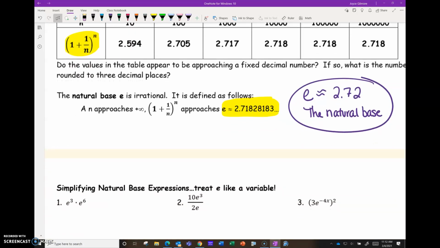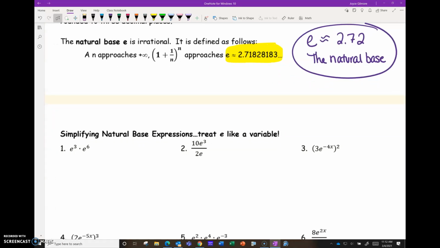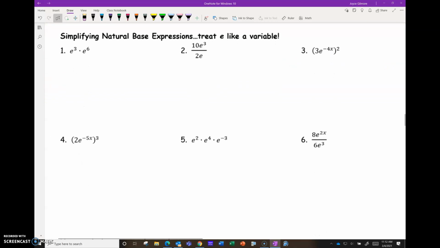So first we're going to use e to simplify some expressions. And the nice thing is you can treat e just like it's any other letter. Treat e like it's an x, treat e like it was pi. So e to the third times e to the sixth: if it's multiplication, you add those exponents, that becomes e to the ninth. Number 2, 10e to the third divided by 2e. The 10 divided by 2 gives you 5. E cubed, divide one of those e's out, you're left with e squared.